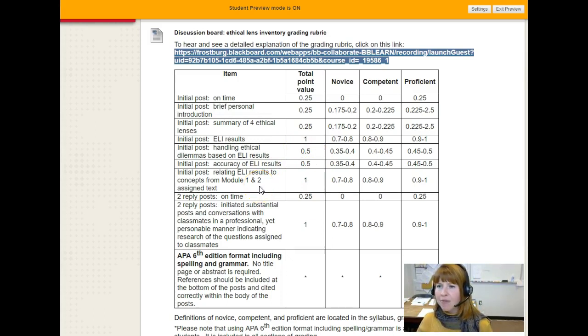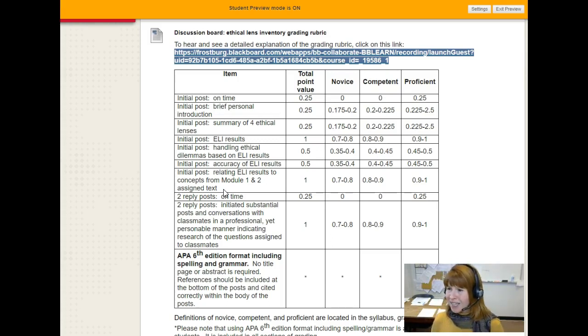The last part of the initial post is relating the ethical lens inventory results to concepts from modules 1 and 2 from the textbook. And this is the second most commonly missed element of the initial post. Again, I don't know why. I'm not sure if it is just unclear or students aren't sure exactly what's expected.